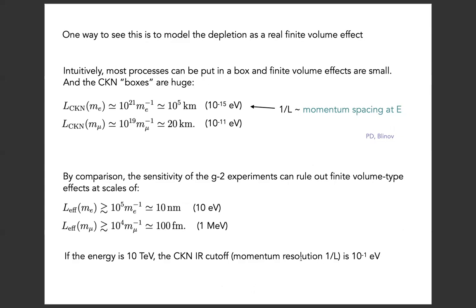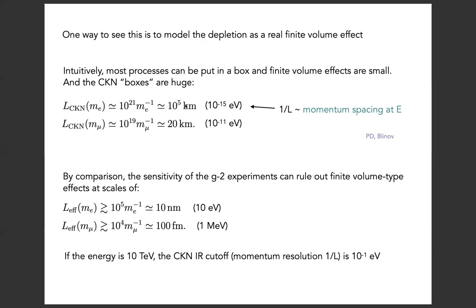So let's try and model the depletion as a real finite volume effect. And we know that quantum field theory is very volume insensitive, even if we have light particles. So most processes, we can put them into a box, and finite volume effects are very small. And the types of boxes that we're talking about here, this effective CKN volume that's setting the depletion rate in our interpretation, they're absolutely enormous. So if we talk about energy scales of order the electron mass, which is what's relevant for G-2, the CKN box size is 10 to the 5 kilometers. Okay, so this is an enormous box.